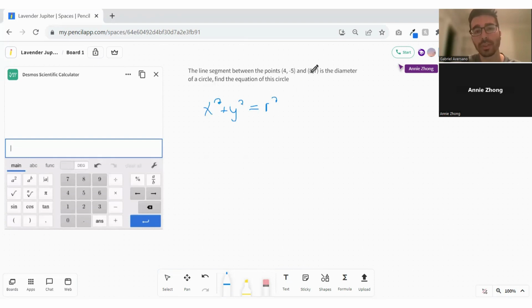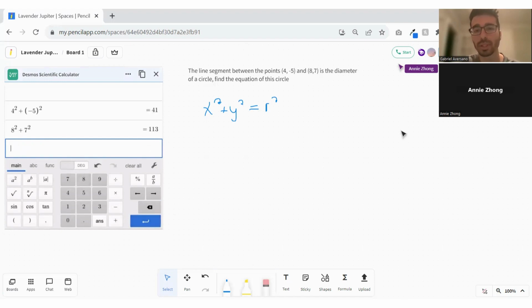But you'll notice quickly, if you just think about these two points, if you plug those in, they're not going to give you the same r squared. So for example, if I do 4 squared plus -5 squared, that gives us 41. So r squared is equal to 41, or r is the square root of 41. But 8 squared plus 7 squared is going to be much bigger, 113. So at first that seems a little weird.